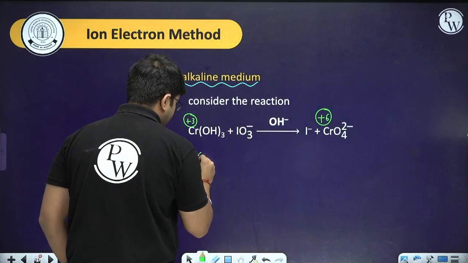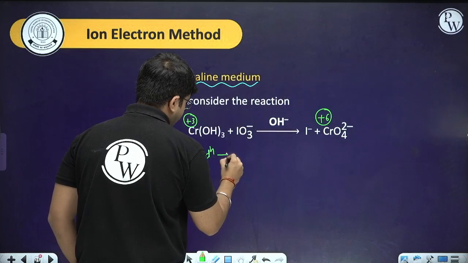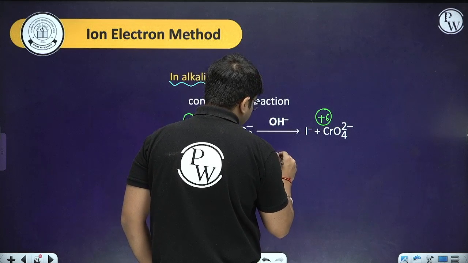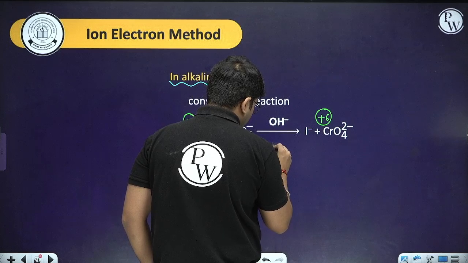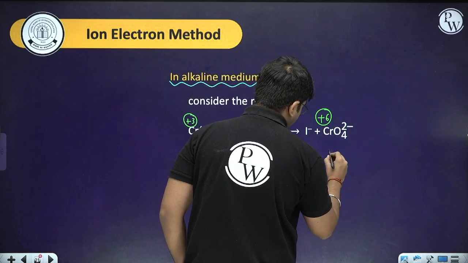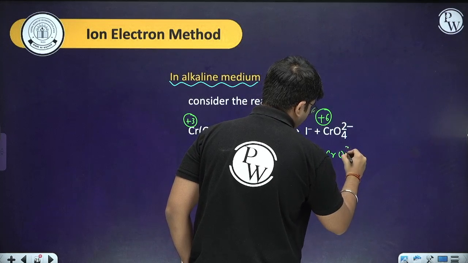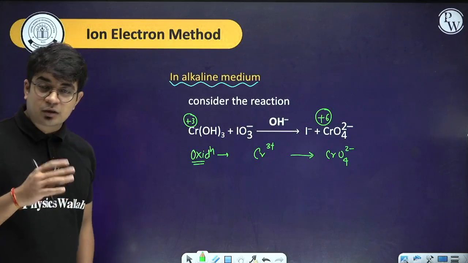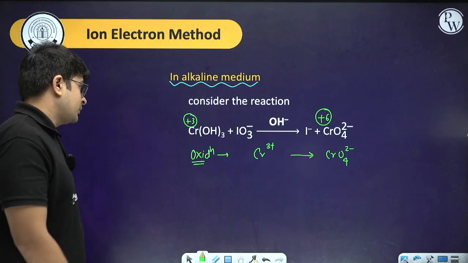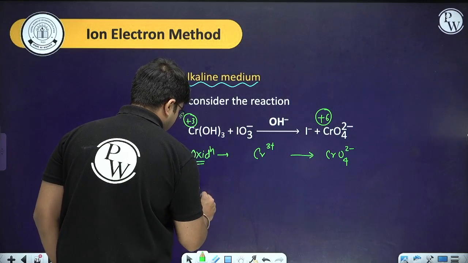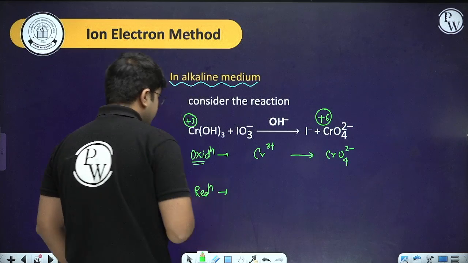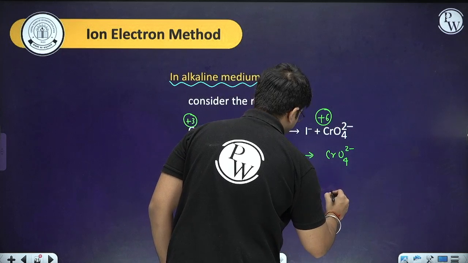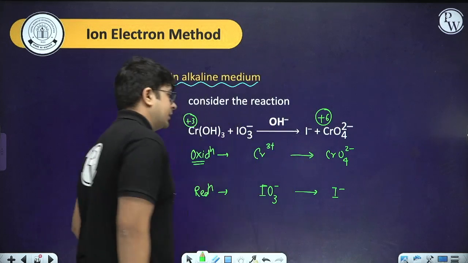So I can write the oxidation half reaction, which is Cr 3 positive converting into CrO4 2 negative. Why am I not writing the OH part? Because I have to convert that entire part into an ionic equation. And if I talk about the reduction, that will be IO3 negative to I negative.